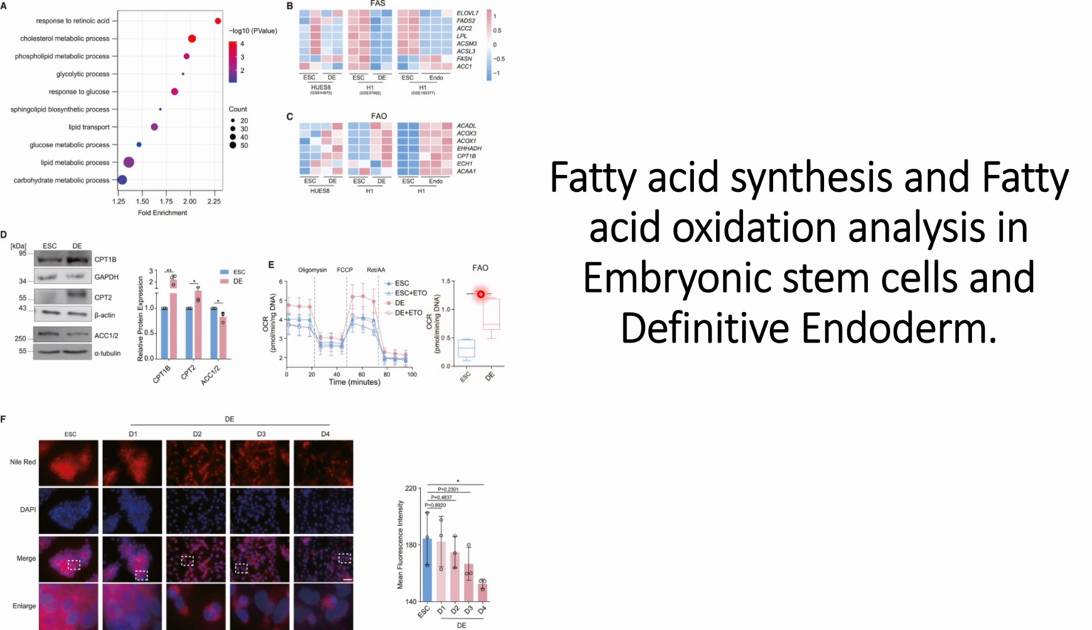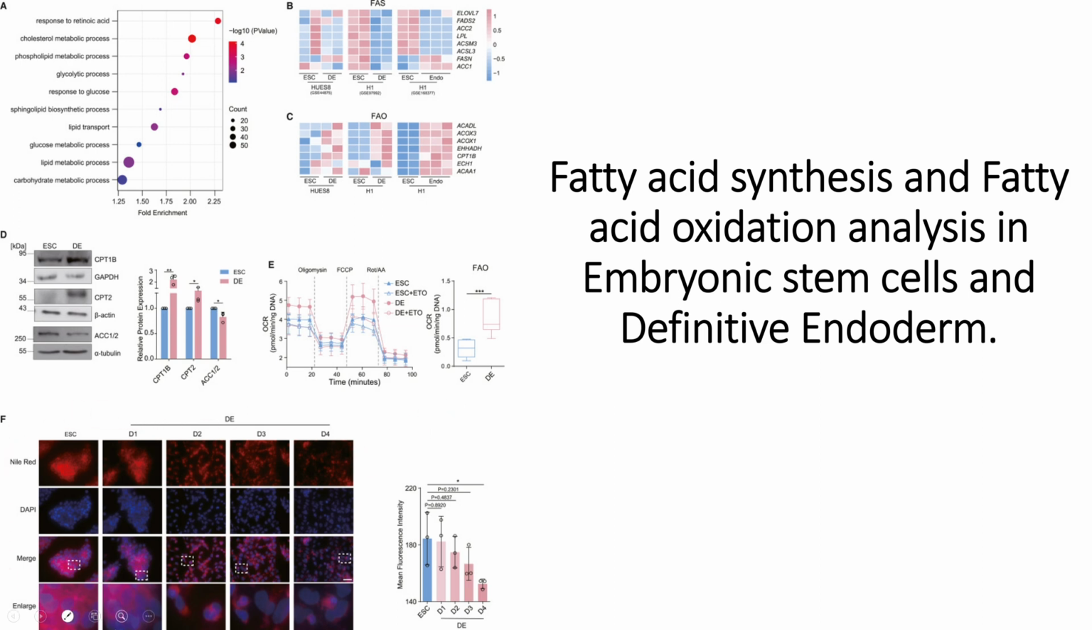Their actual experimental data is shown on the left hand side, where the OCR readings for fatty acid oxidation in the definitive endoderms are high compared to the ESC, because the high fatty acid oxidation in the DE is consumed by the ETO, giving a higher signal. In the ESC, fatty acid oxidation is in low amount, so a low amount is consumed by the ETO, giving a lower OCR signal. So this validates their hypothesis that during differentiation, the reprogramming occurs in a way that fatty acid oxidation is upregulated in the definitive endoderms.